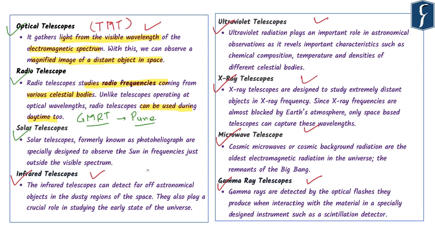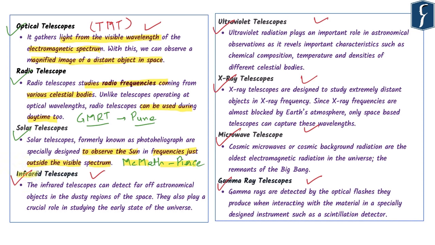The third type of telescopes which are important from the perspective of astronomy are solar telescopes, and as the name mentions, they are designed to observe the sun in frequencies just outside the visible spectrum. McMath-Pierce is currently the largest solar and largest unobstructed aperture telescope in the world, which is located in Arizona, USA. So, optical, radio, and solar telescopes are primarily ground based telescopes.